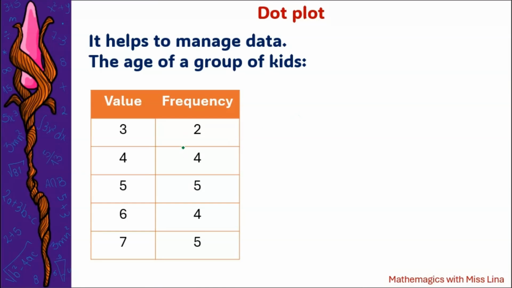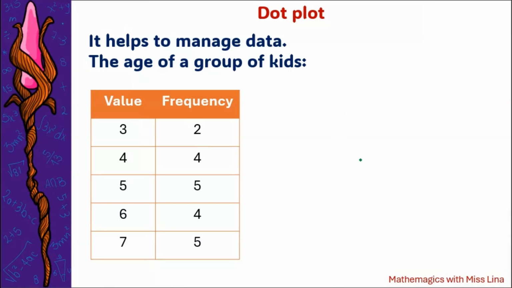Today we're going to check how to create a dot plot. In this case, we already have the values organized, like we have the value 3 two times, the 4 four times, and so on. Now the idea is that we are going to take this information in the table and take it to a graph, the dot plot graph.